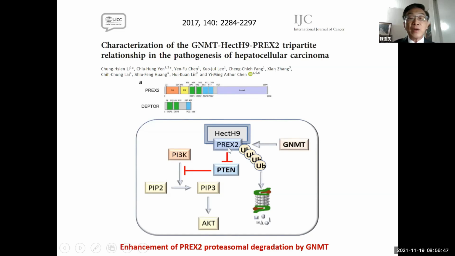Another molecule we think is very interesting interacting with GMT is PREX2. PREX2 has been found to be an inhibitor of PTEN. We found that GMT enhances PREX2's binding to its E3 ligase, HECH9, and through this interaction PREX2 will be degraded through the proteasome ubiquitination pathway. So in the presence of GMT, PREX2 degradation is enhanced, which leads to activation of the PTEN tumor suppressor pathway.